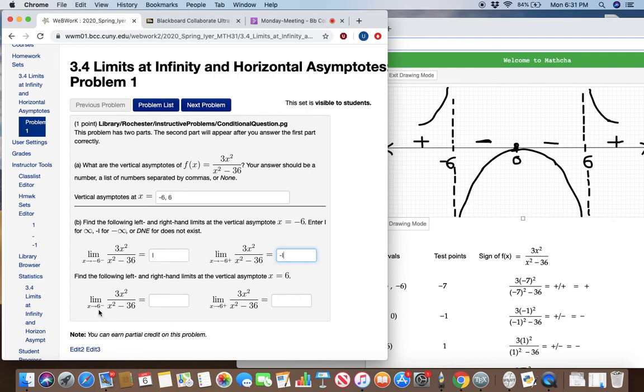So it's negative ∞. Likewise, let's go to 6 from the left hand side. 6 is here. X is approaching 6 from the left. My curve falls down. So this is negative ∞. When x approaches 6 from the right hand side, my curve goes to the top. Why does it go to the top? Because I have a positive sign. So that gives me ∞.